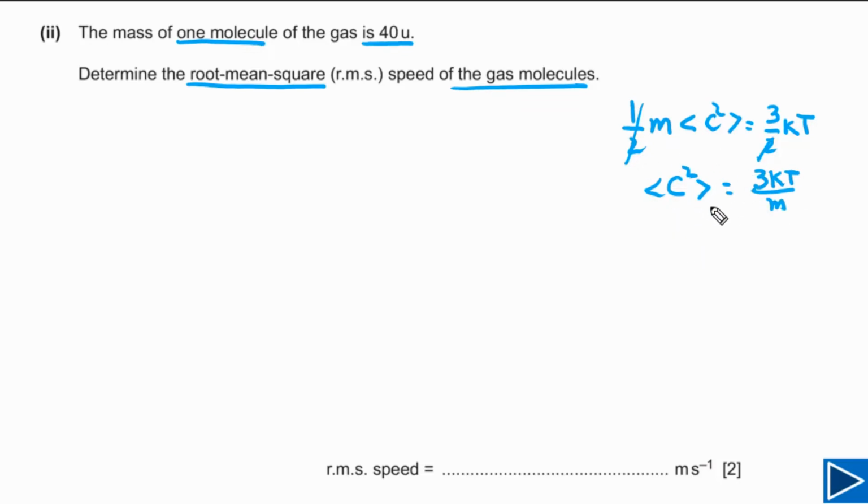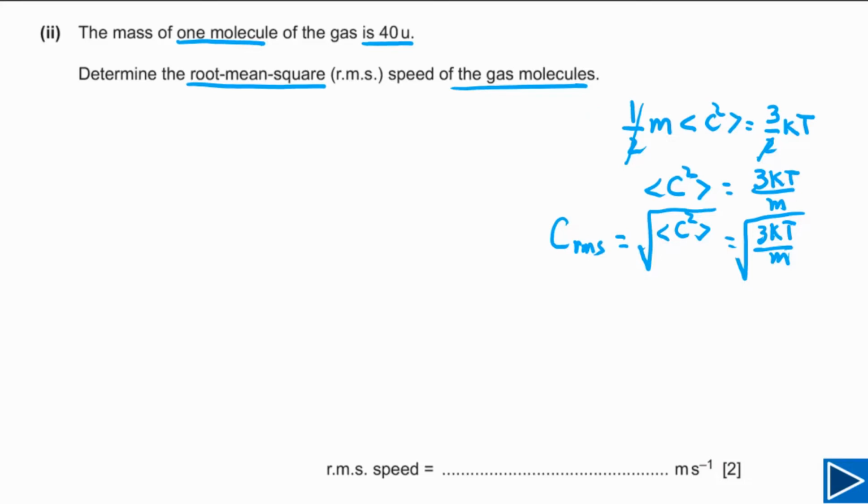Now we need the root mean square speed. So it simply means that we have to take the root on both sides. We take the root on this side, and we also have to take the root on the other side as well. So this speed now is c_rms, meaning root mean square speed. Now we simply need to plug in values and we can calculate the RMS speed.